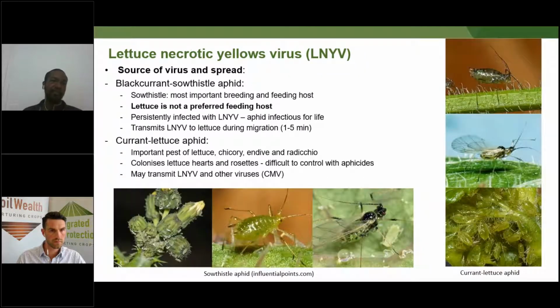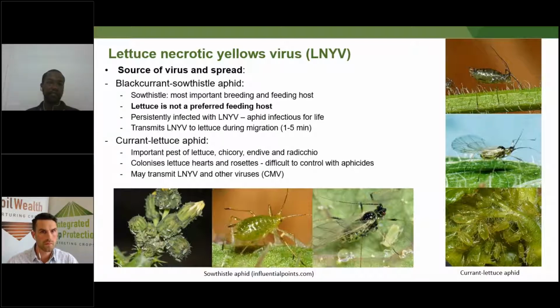In terms of the source and spread of the virus, the blackcurrant or sow thistle aphid is the most important vector of this virus, and sow thistle are the most important breeding and feeding host. So lettuce is not a preferred host for this aphid, and this aphid is persistently infected with lettuce necrotic yellows virus, which means the aphid is infectious for life once it picks up the virus.